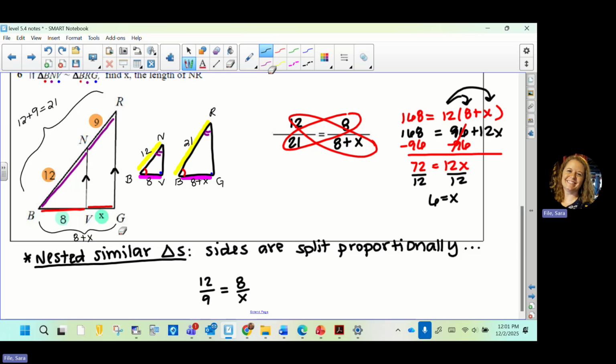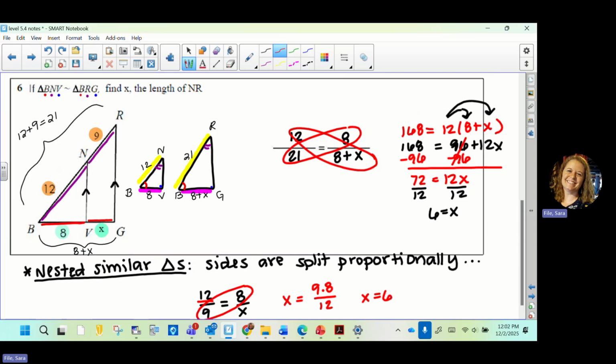Doing it with the side splitter, splitting the sides proportionally and setting up that proportion, we should get the same thing, 9 times 8. And then you divide by the third number, which is 12. So you would do 9 times 8 divided by 12. So again, you're doing 72 divided by 12. That's what we just did right here, and we got 6. So no matter which way you do this, you get x is 6.